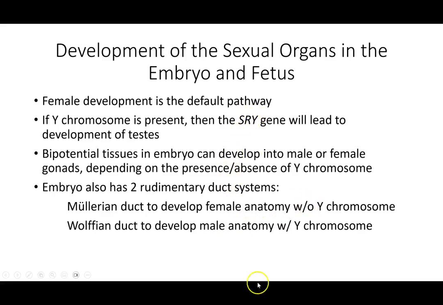So whether or not that Y chromosome is present with a functional SRY gene, if it's not, then this Wolffian duct system more or less shrinks down. It's not going to develop, and the Mullerian duct system will, and vice versa in the presence of that Y chromosome with a functional SRY gene on it.